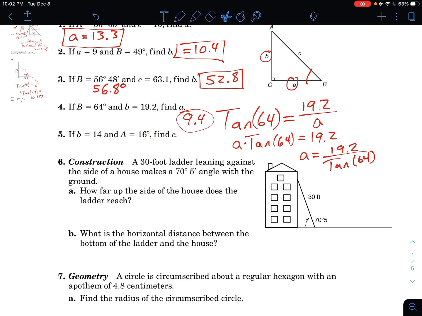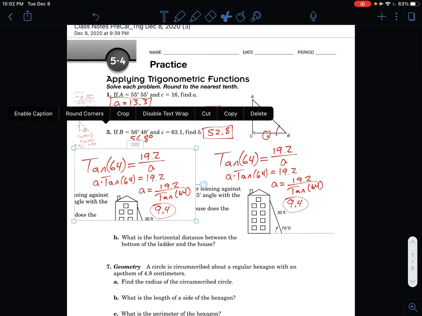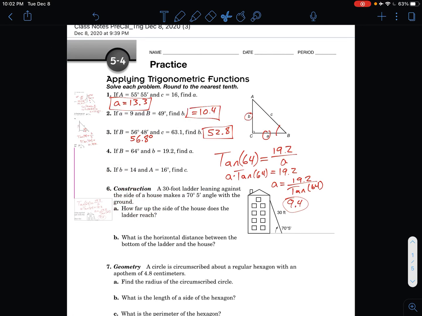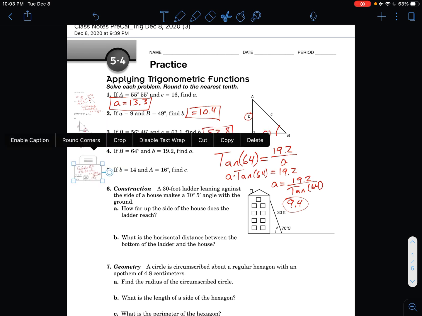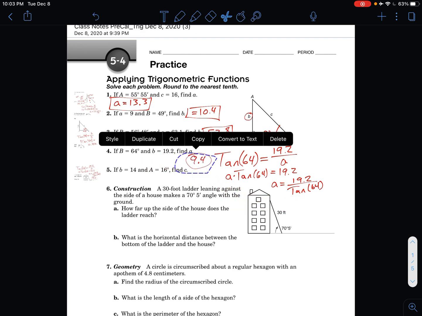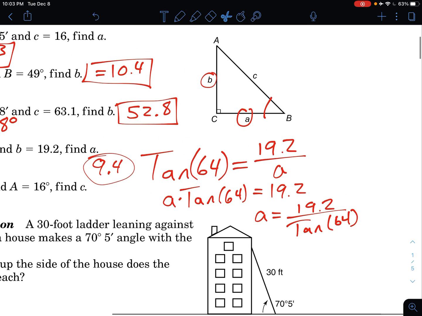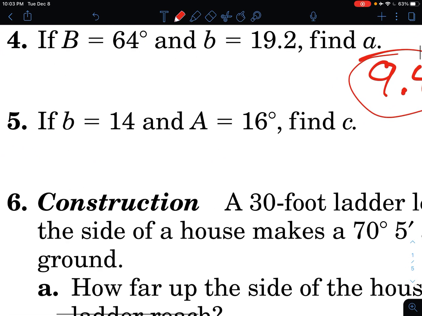I will save this work, so you guys can look at that again. Alright, and the last one for this section is 5.